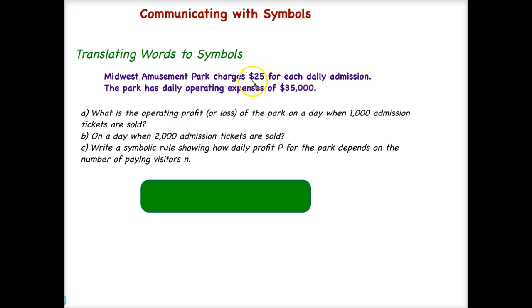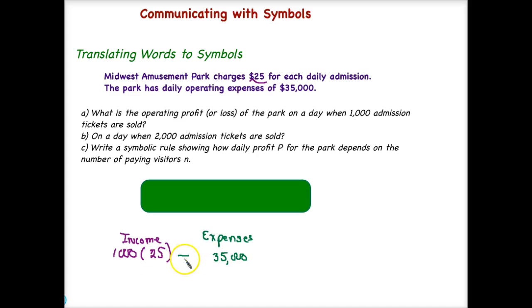Well, we would look here and say, we get $25 for each daily admission, so I would need to take 1,000 people, that's how many tickets I sold, and multiply that by what we charge for each person, $25. But we have operating expenses each day of $35,000. So whatever we make, this is our income, we're going to have to subtract what it costs us to run the park. So we would need to subtract all of our expenses. That is how we get profit. And our expenses are $35,000.